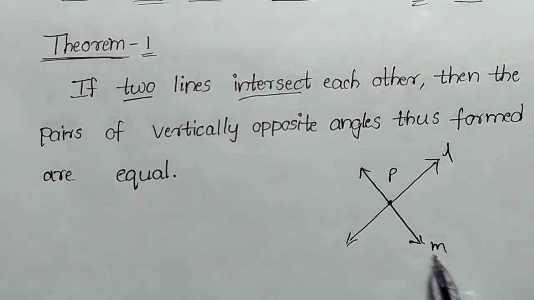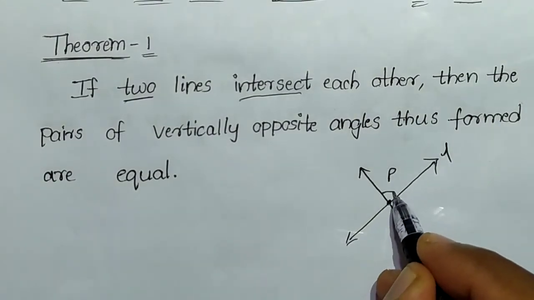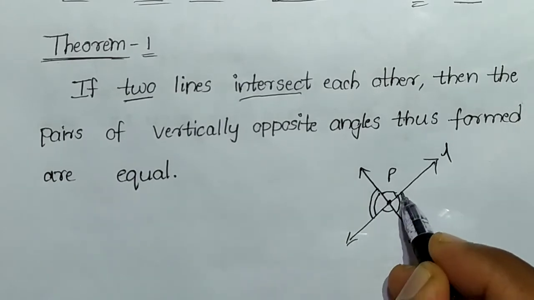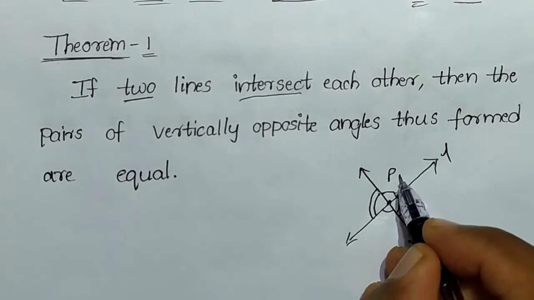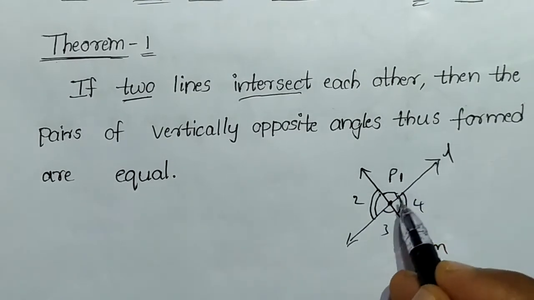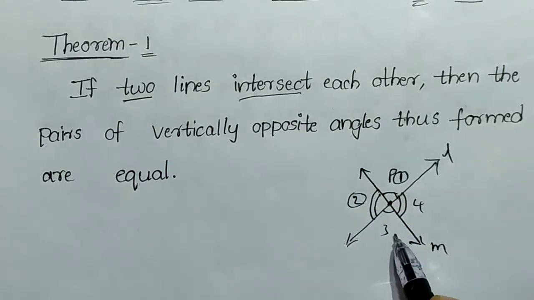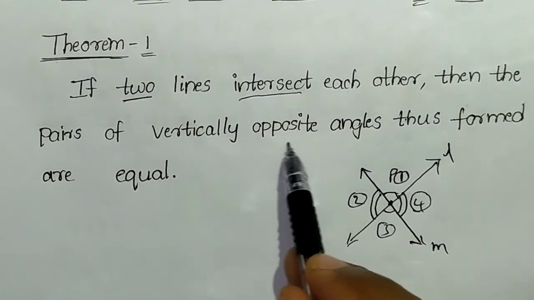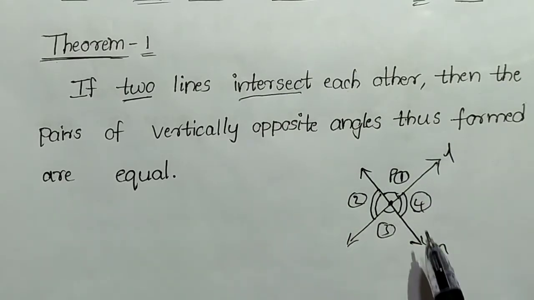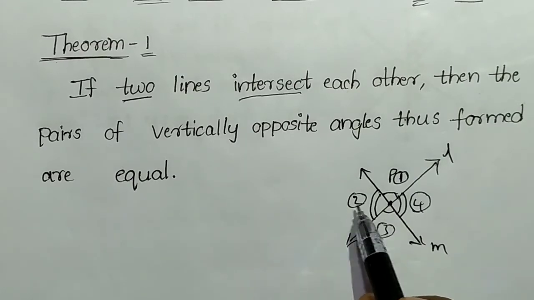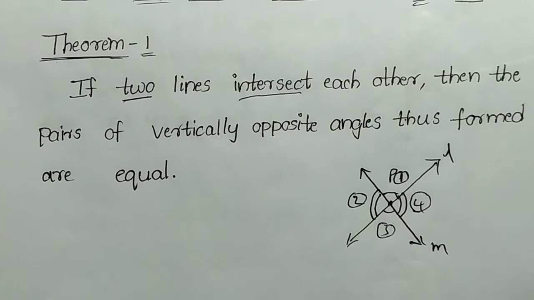So if two lines intersect at P, then four angles are formed, right? This is angle 1, this is angle 2, this is angle 3, this is angle 4. Total there are four angles formed. Observe carefully. If two lines intersect at P, then vertically opposite angles are equal. Which are vertically opposite angles? Angle 1 equal to angle 3 and angle 2 equal to angle 4. That is required to prove, right?